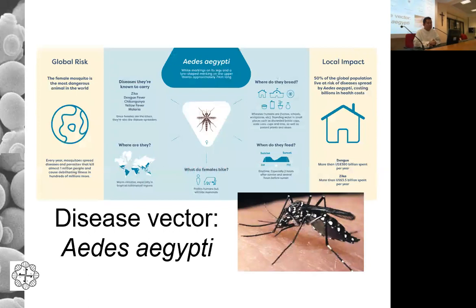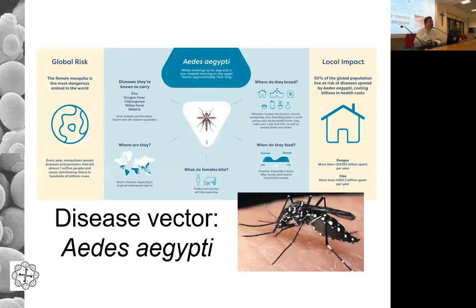This is the mosquito that carries Zika, Aedes aegypti, which also carries dengue, yellow fever, and malaria. Now, this top here is an image taken from the website of the Oxitec company. The Oxitec company is the company that is using CRISPR to try to lower mosquito populations. It says the female mosquito is the most dangerous animal in the world, because every year mosquitoes spread disease that kills 1 million people, and it debilitates hundreds of millions more.